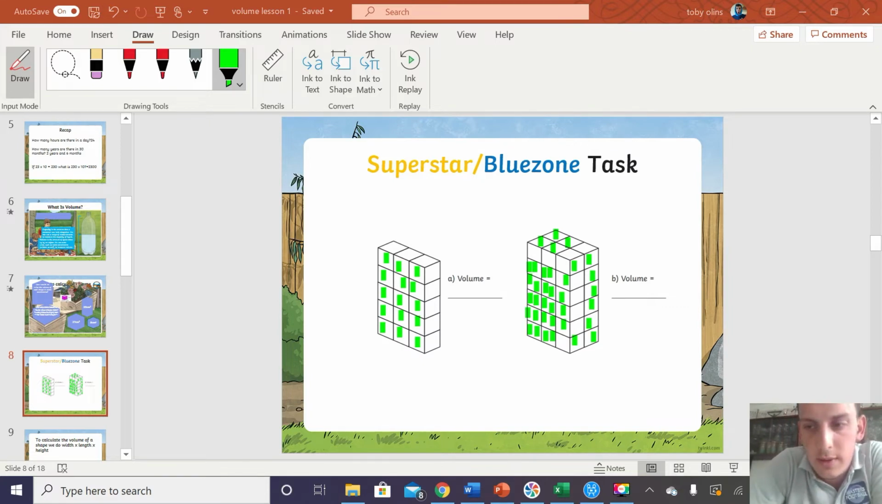Excellent. Now, if you struggled with that, don't worry too much about it. We're going to have lots and lots of practice doing this, so it's not a problem.